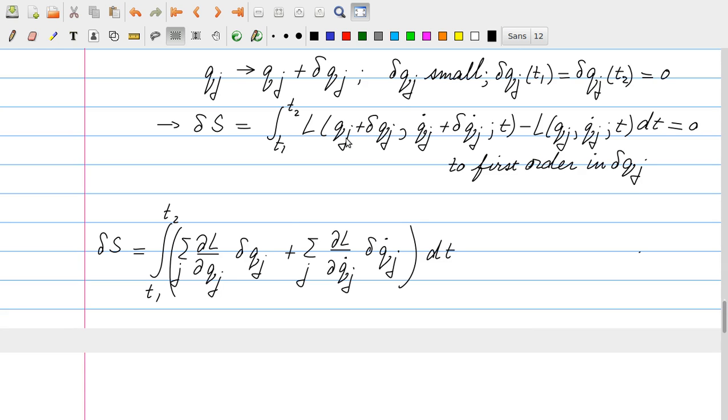So of course, we first get a 0th order term. That's the unperturbed Lagrangian, which is cancelled by the second one, so we can leave out the 0th order term. The first order term gives us two contributions, one from the delta QJ, which has this form: it's dL/dQJ multiplied by delta QJ, and then the second one is due to the delta Q dot J. It gives me dL/d Q dot J times delta Q dot J.